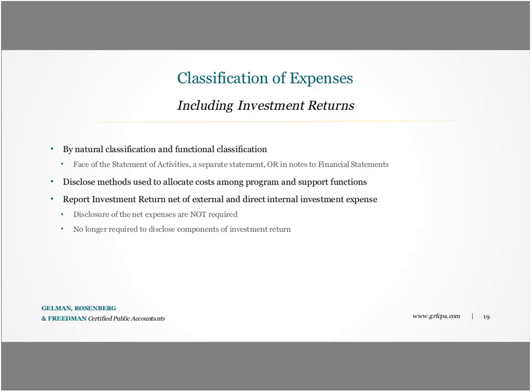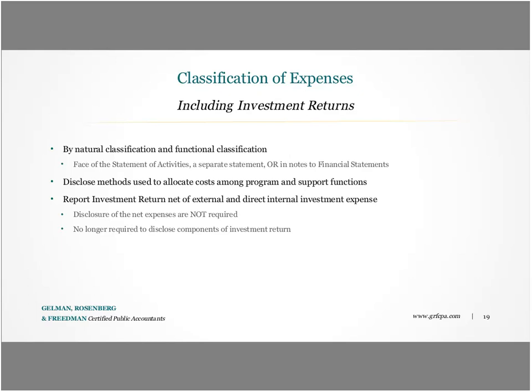So this will be something in the area that will need to be added to the financial statement disclosures. And then included under the classification of expenses area, as we mentioned earlier, there are new requirements on the investment return. The FASB has noticed that there have been inconsistencies in the way this has been reported, and now under this ASU, it is required that the investment return be net of external and direct internal investment expenses.